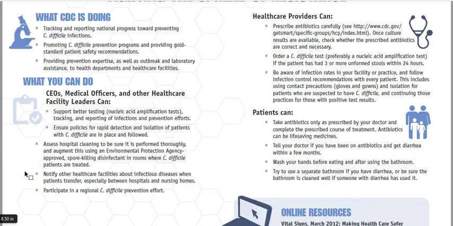Notify other healthcare facilities about infectious diseases when patients transfer, especially between hospitals and nursing homes. Participate in a regional CD prevention effort.